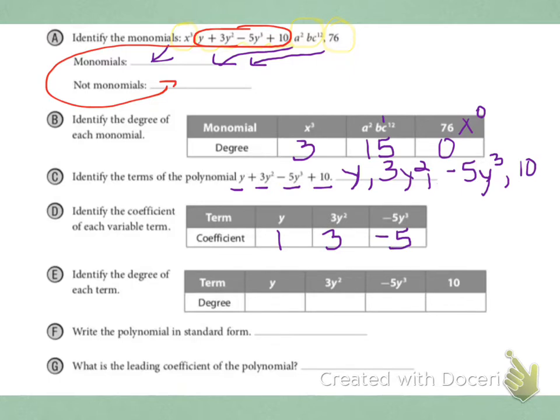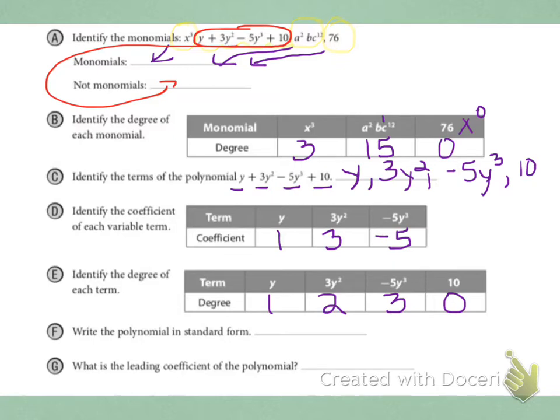Identifying the degree of each term is really no different than identifying the degree of a monomial. Looking at the terms separately, we can treat them all just like monomials. So this y would be degree 1. The next one would be a degree 2. This would be a degree 3, and this would be a degree 0 for the same reason that the 76 up top was. That's because there really is no variable, so it's like saying it's x to the 0 power or y to the 0 power or whatever.